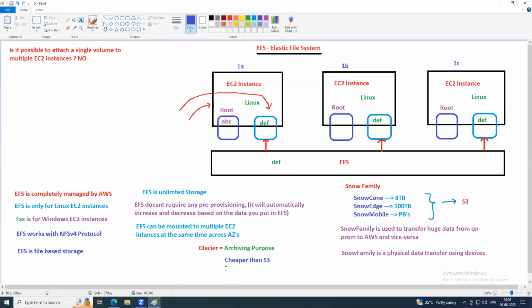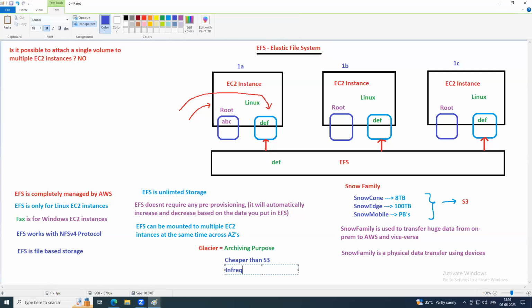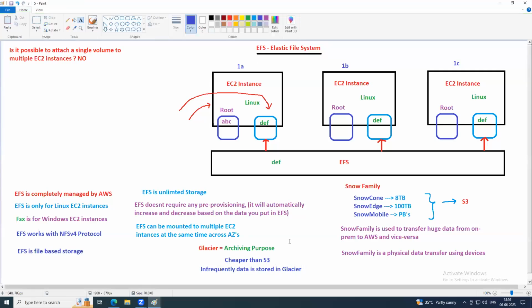So all infrequently accessed data is stored in Glacier. Got it? Your frequently accessed data will be stored in S3. Infrequently accessed data is stored in Glacier. Make sense? Is this clear, Chiti? Good.